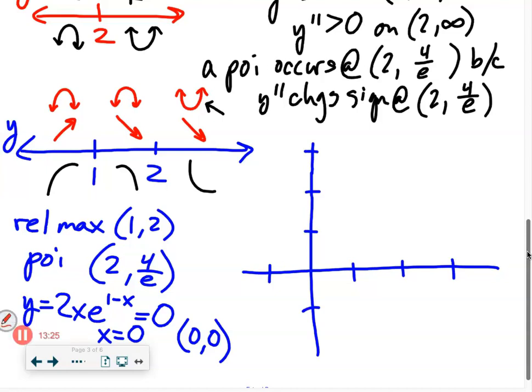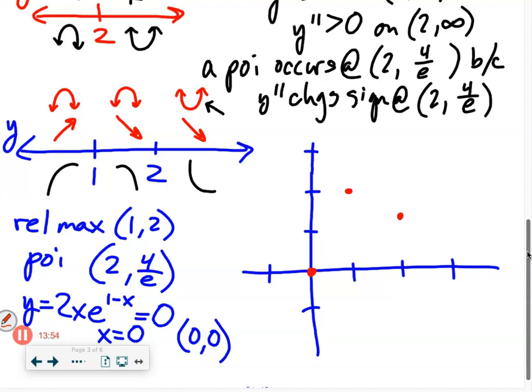All right, so we know we have a point at (0, 0). We know we have a point at (1, 2). We also know we have a point at (2, 4/e). We don't know what 4/e is, but when you're graphing, you can just think of e as being around 3. So the point there would be 2, around 4/3. So 4/3 is just a little bit above 1, so there's a point right around there.